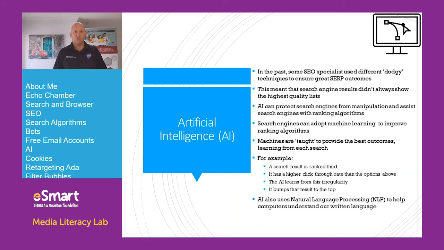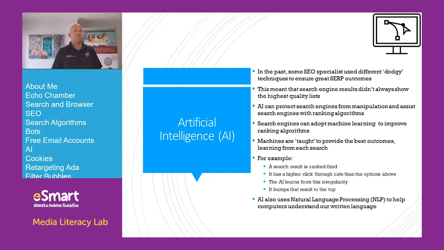Artificial intelligence, or AI. In the past, some SEO providers used different dodgy techniques to ensure great SERP outcomes. Now, this meant that search engine results didn't always show the highest quality lists. Artificial intelligence can protect search engines from manipulation and assist search engines with ranking algorithms.